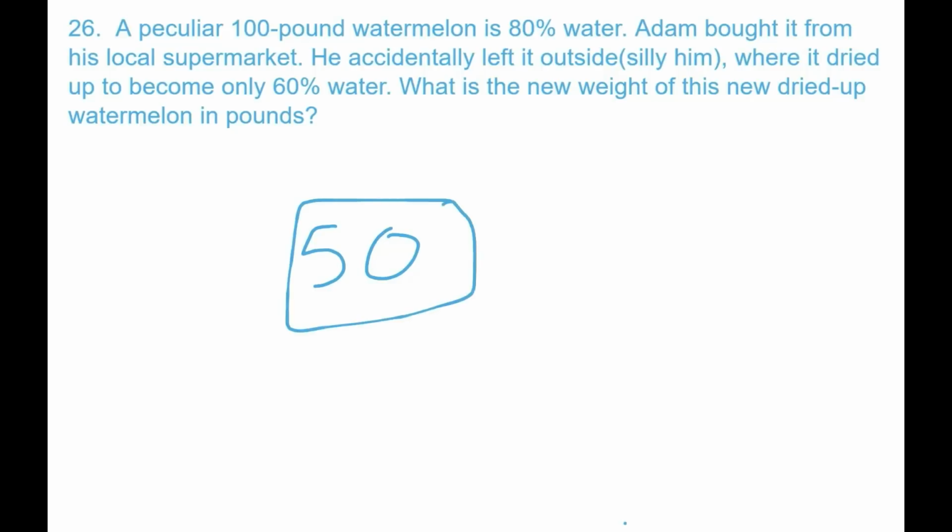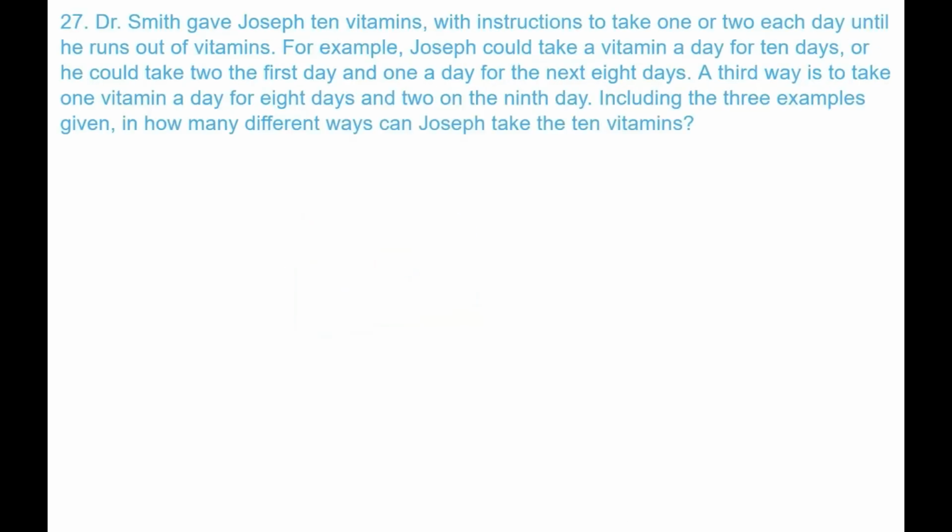Let's move on to problem number 27. Number 27. Dr. Smith gave Joseph 10 vitamins with instructions to take 1 or 2 each day until he runs out of vitamins. For example, Joseph could take a vitamin a day for 10 days, or he could take 2 the first day and 1 a day for the next 8 days. A third way is to take 1 vitamin a day for 8 days and 2 on the 9th day. Including the 3 examples given, in how many different ways can Joseph take the 10 vitamins?